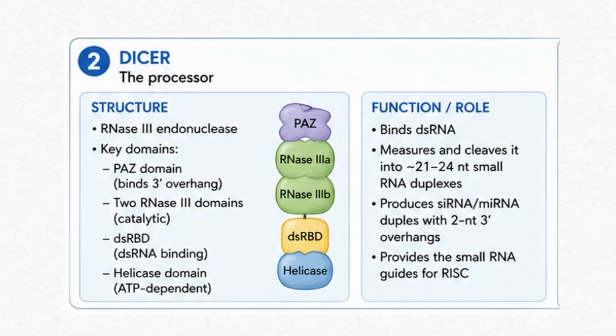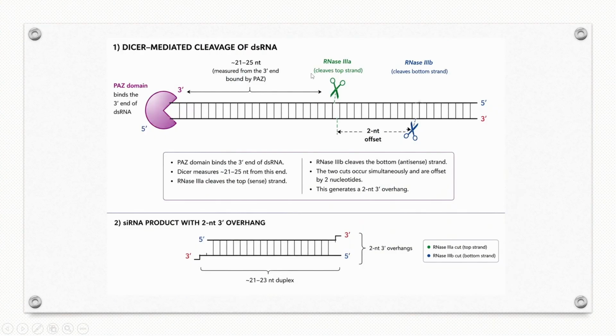So how does this operate? On sensing the double-stranded RNA, the PAS domain of dicer attaches to the 3' side of that double-stranded RNA, and then 21 to 25 nucleotides away from this binding site, the RNase 3 domains cut. The RNase 3A and RNase 3B cut on opposite strands. That is, if RNase 3A cuts the top strand, RNase 3B cleaves the bottom strand. This cut does not occur exactly opposite. Instead, there is a 2 nucleotide offset, and this generates a 2 nucleotide overhang at the 3' side of your siRNA. So the long double-stranded RNA, which is around 100 to 1000 nucleotides long, is cleaved by dicer to form siRNA, which is around 21 to 23 nucleotides.